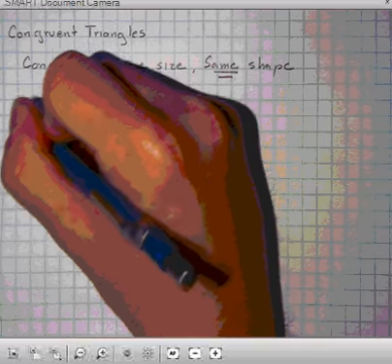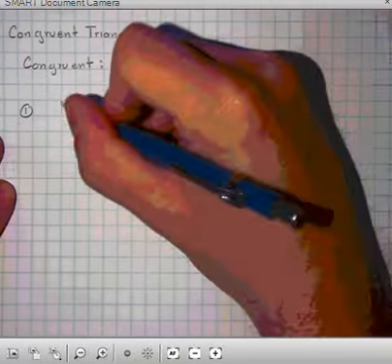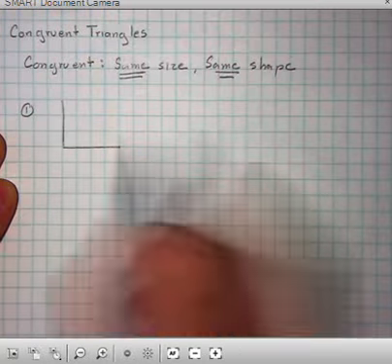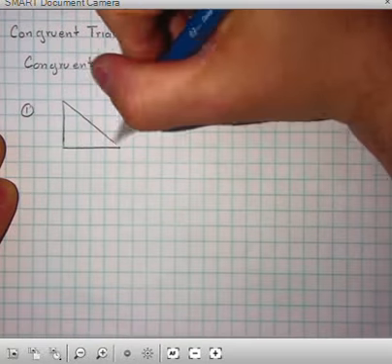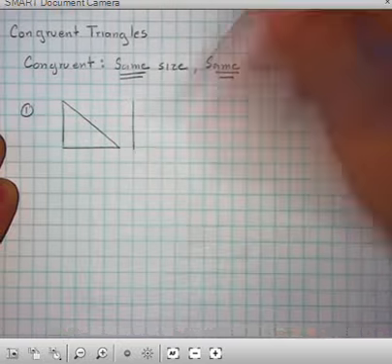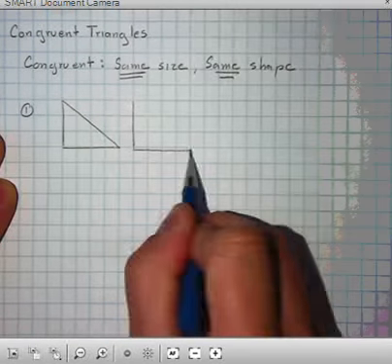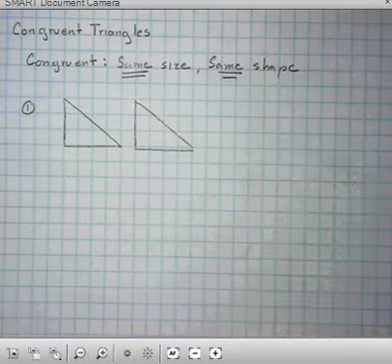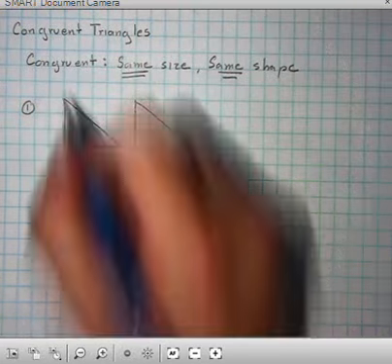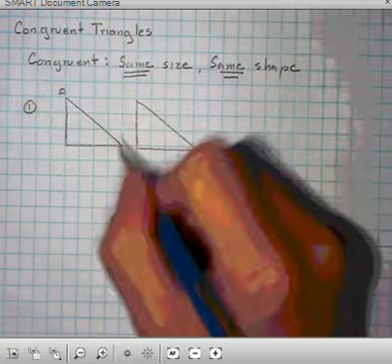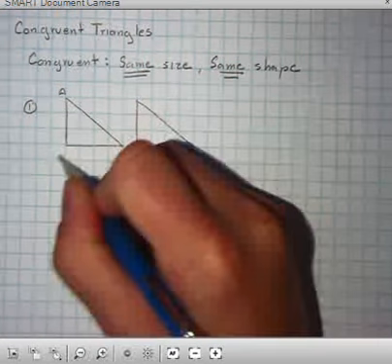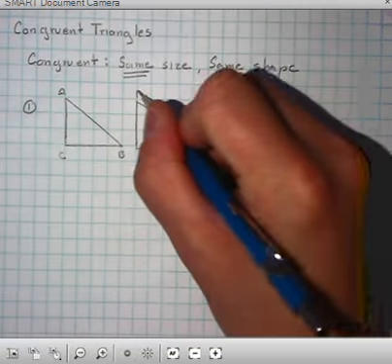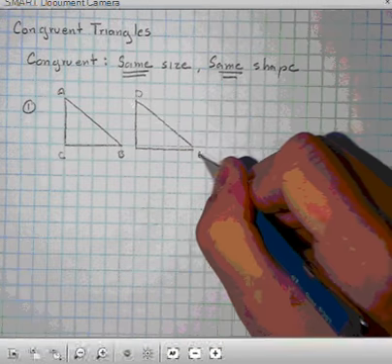Let's start by just looking at a very basic shape. I'm just going to make a triangle that is 3 by 4. And then I'm going to make a triangle right next to it that's also 3 by 4. If you don't have graph paper, just make it close. It doesn't have to be perfect. And then I'm going to label my corners A, B, C. And I'm going to label these the same way, so A, B, C, and then I'm going to label this one D, E, F.